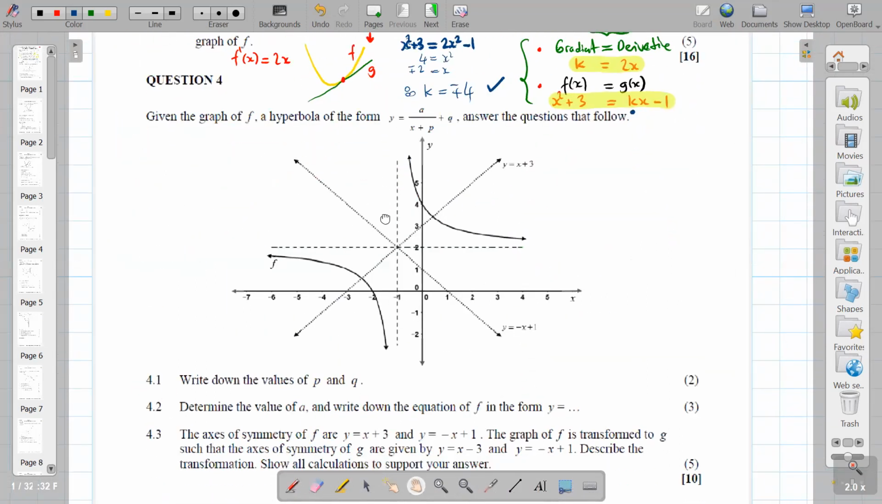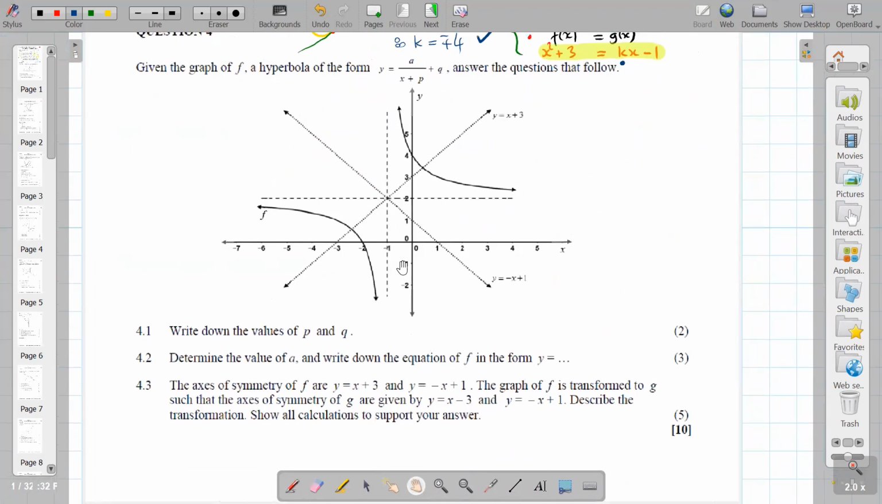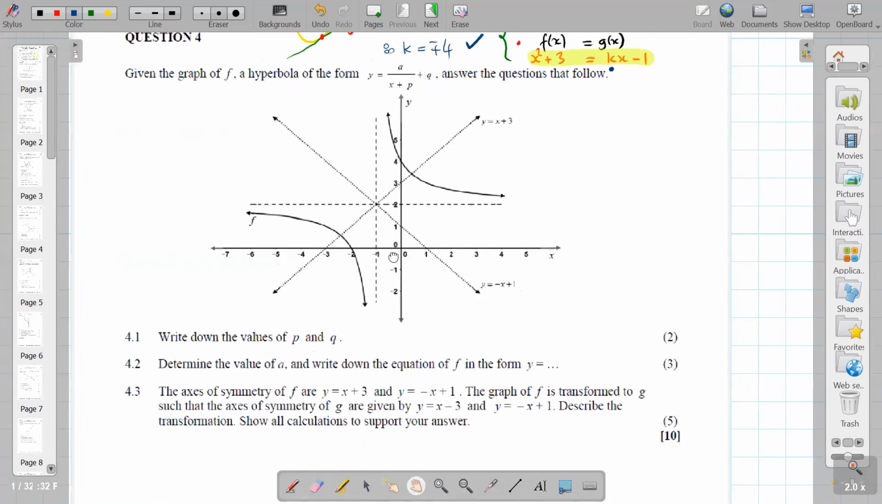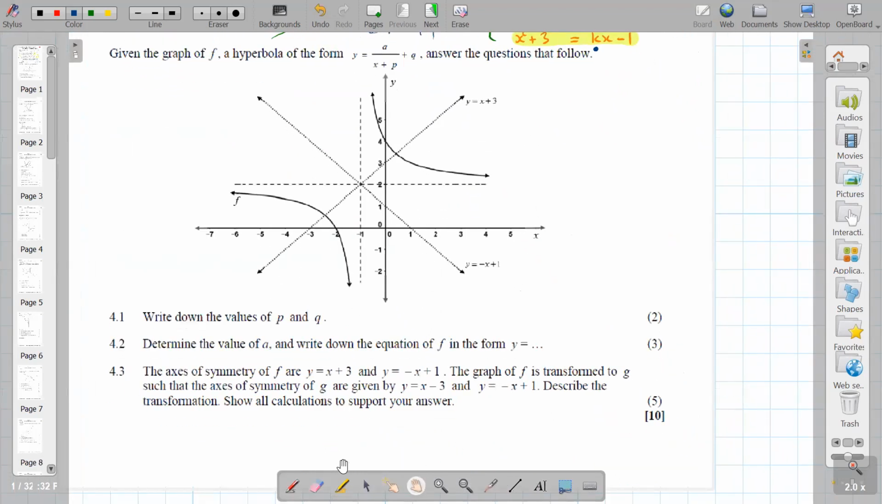The second one, as you see, is a hyperbola. Now the graph is given. We need to find the values in the equation. So a, p, and q are missing. As you see, p and q give the vertical and horizontal asymptotes. That's x is equal to minus 1, and that's y is equal to 2. So that makes p equal to 1, because what makes the denominator 0 is x equal to minus 1.